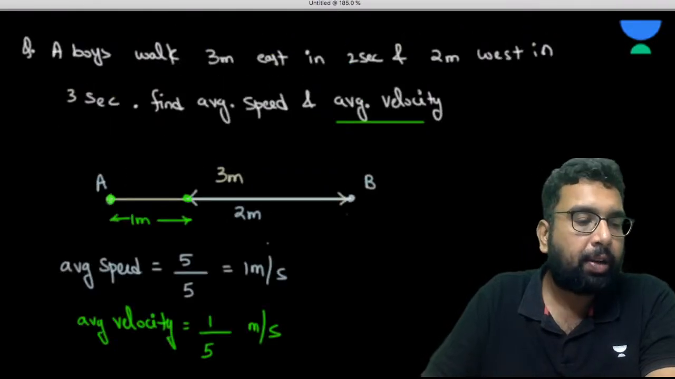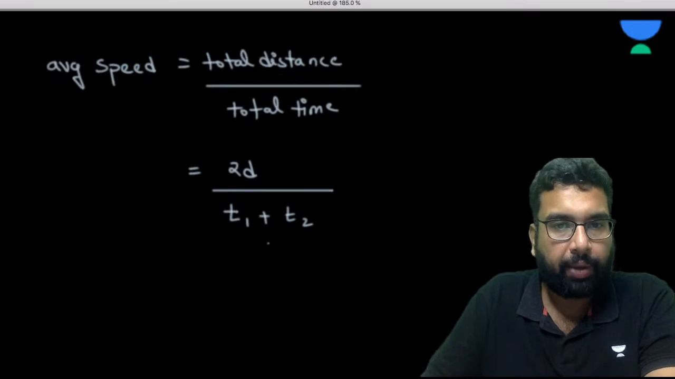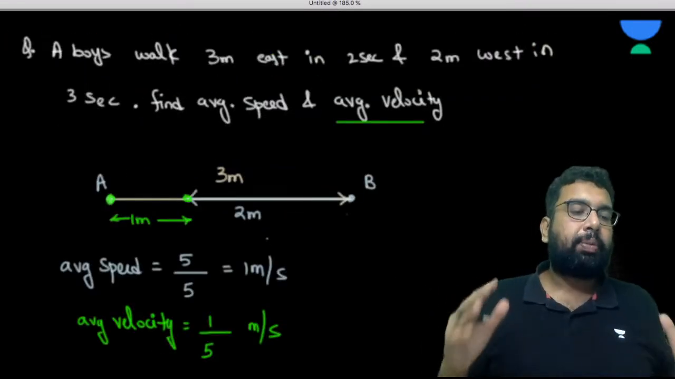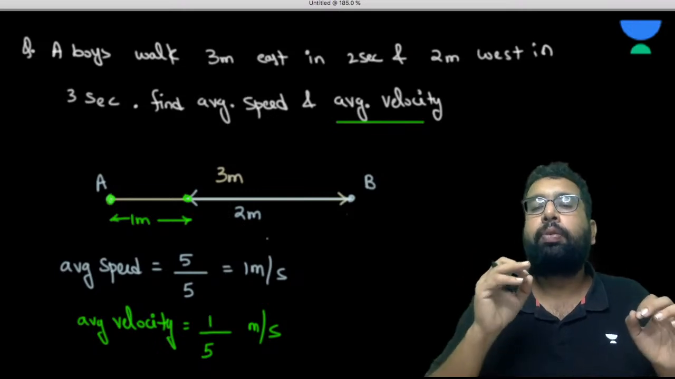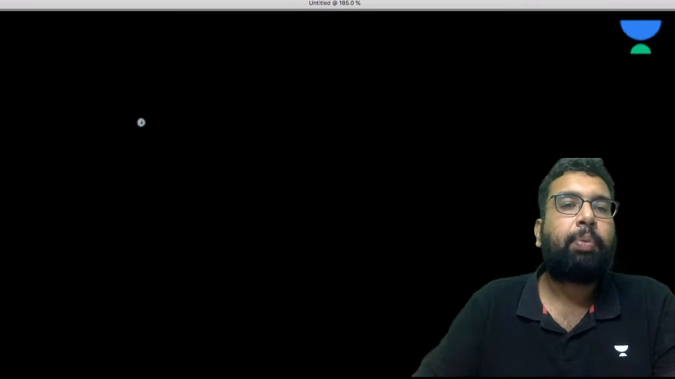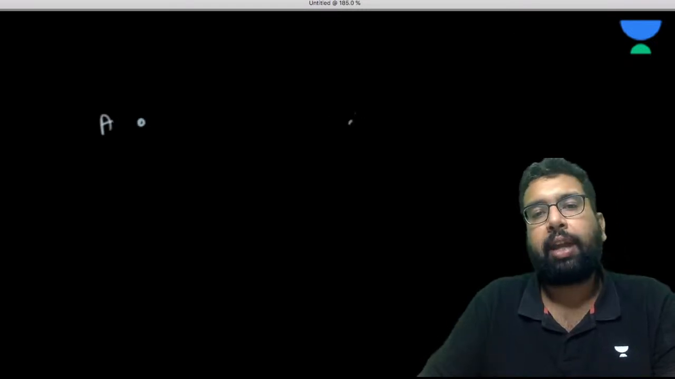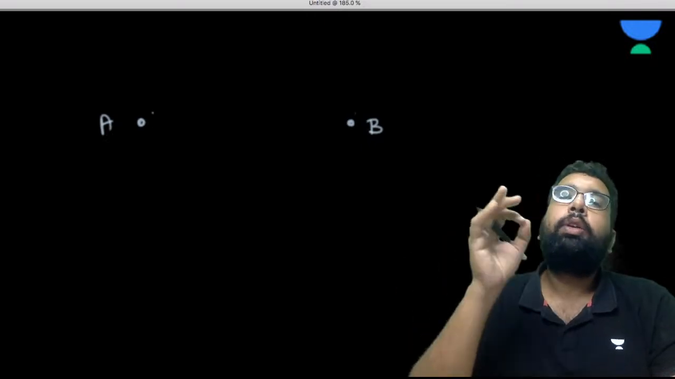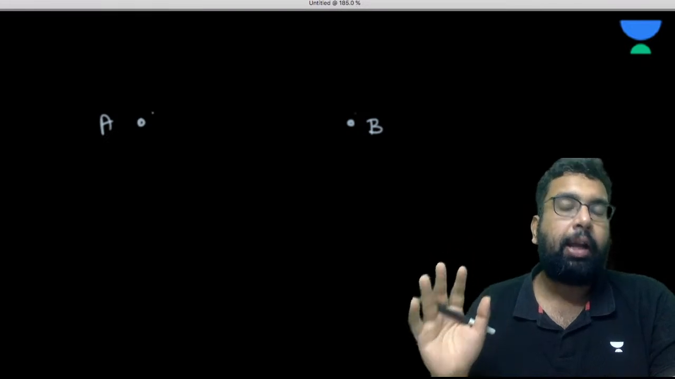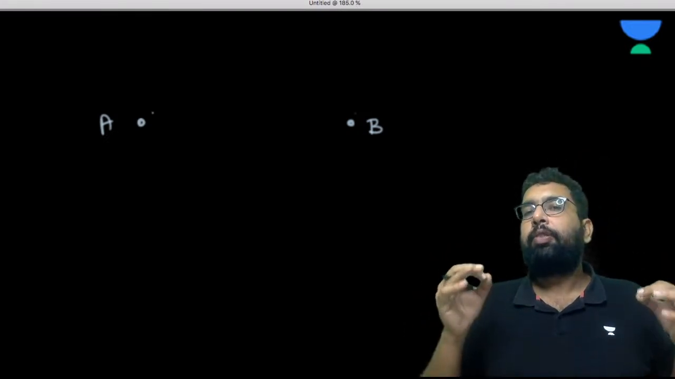I'll tell you. See, what is the displacement? Displacement is the shortest distance from initial to final position. Let me tell you something. Let's suppose we have this point A, we have this point B. Now we have started our journey. We want to reach B, right? We started our journey from A.